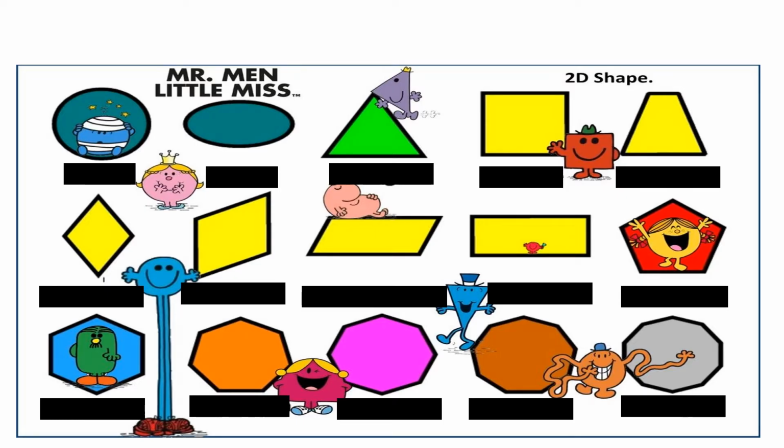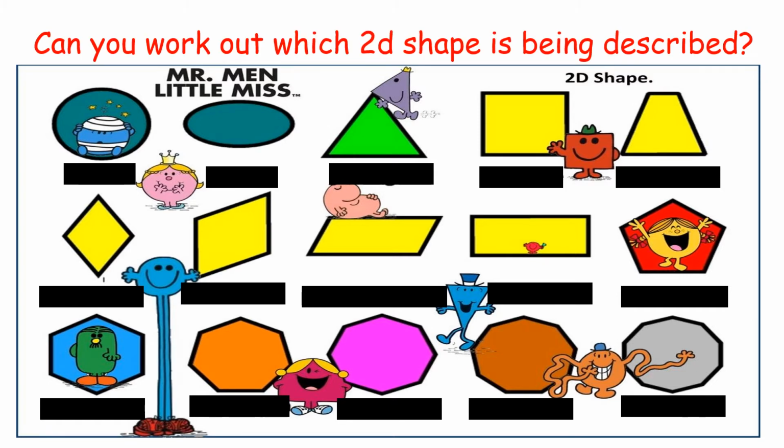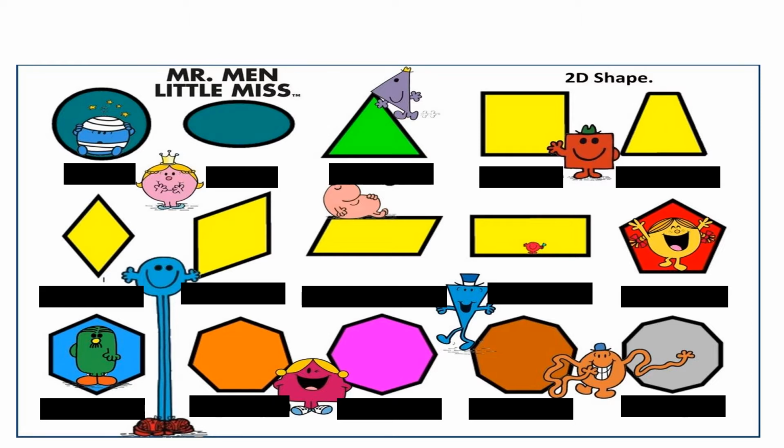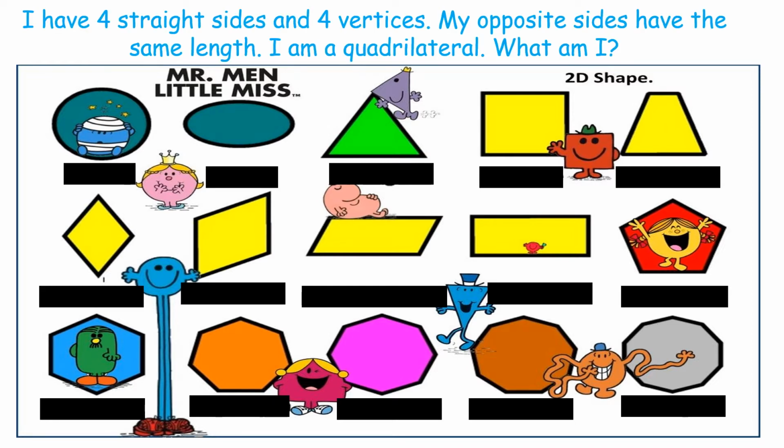Let's play a little game describing the properties to work out which 2D shape is being described. Can you help me? The first one, the description says, I have 4 straight sides and 4 vertices. My opposite sides have the same length. I am a quadrilateral. What am I? This is a riddle. Can you work out which 2D shape is being described?